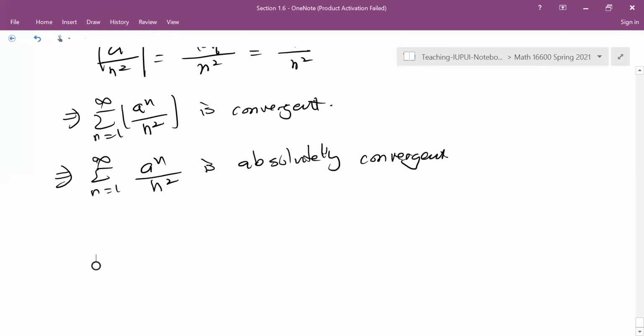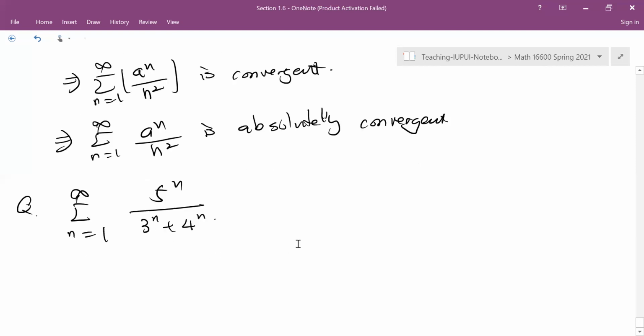All right, so let's go back to this problem. Five to the n, 3 to the n, 4 to the n. Wow, that's pretty strange, right? So what is the best way to solve this problem? Can you use a ratio test or can you use a root test? Or neither of them? Please think about it.